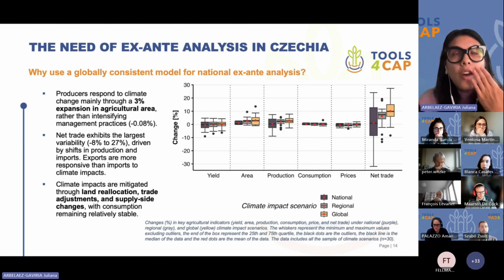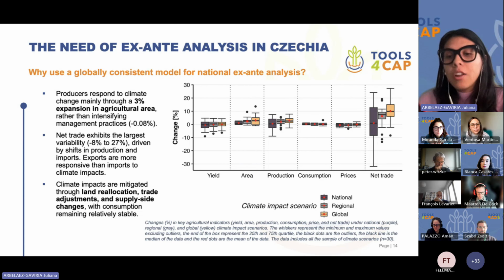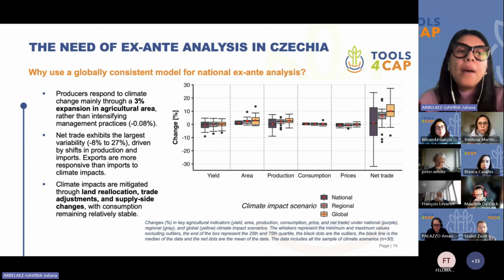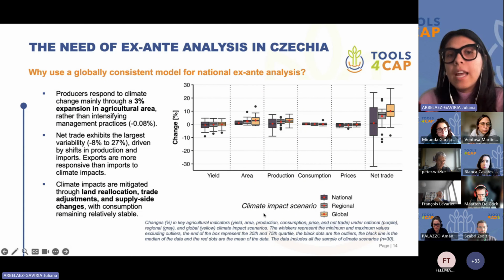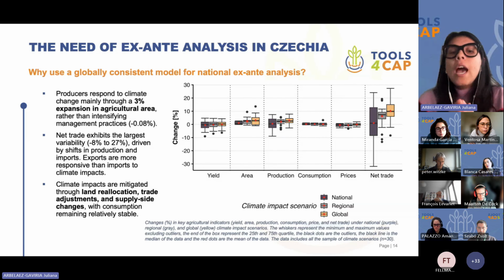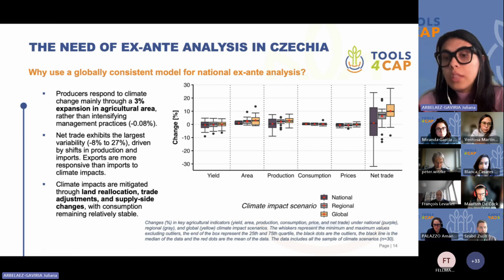One of the key questions when we started working together between Czech Global and IIASA was to find out whether a global model and a global framework like GLOBIOM actually makes sense to be used for ex-ante analysis in small countries like the Czech Republic. So here you could see a scientific exercise that we did to try to answer that question. Basically, what you could see in the graph, you will see three different box plots with three different colors.